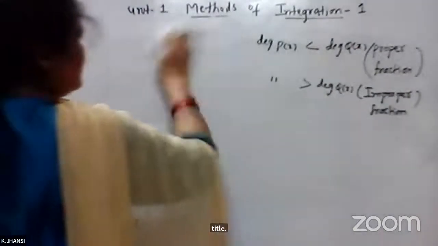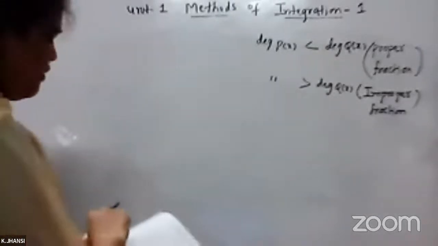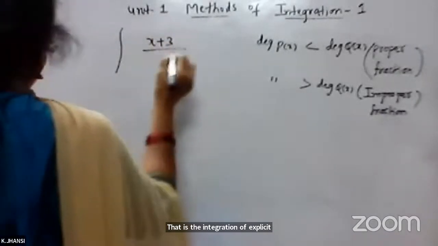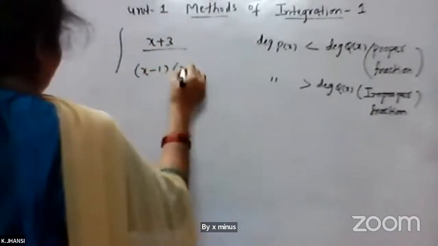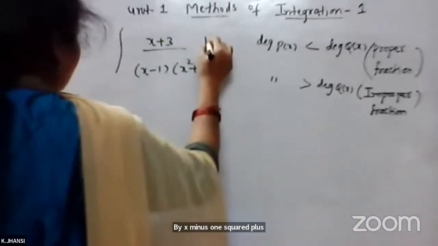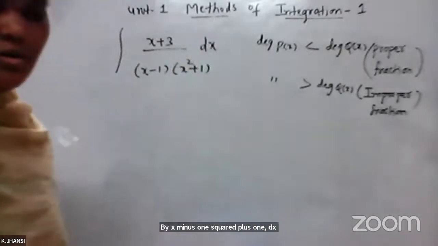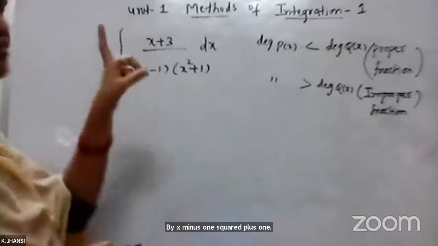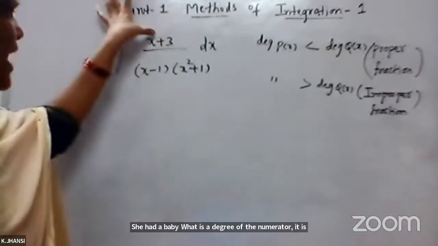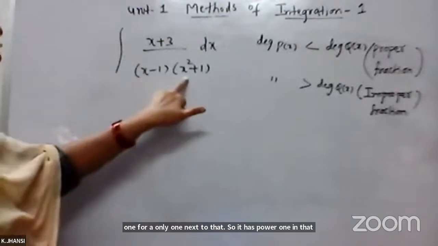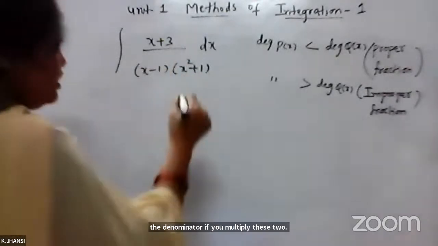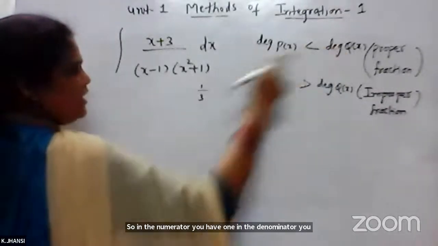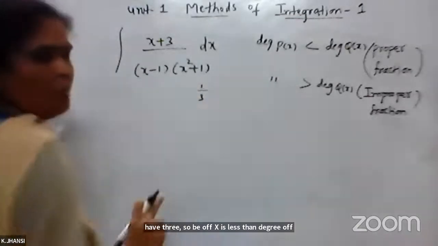So we'll see one problem, that is the integration of x plus 3 by x minus 1 into x square plus 1 into dx. See here, what is the degree of the numerator? It is 1, for only one x is there, so it has power 1. In the denominator, if you multiply these two, 1 plus 2, 3. So in the numerator you have 1, in the denominator you have 3. So degree of p of x is less than degree of q of x, so this is a proper fraction.